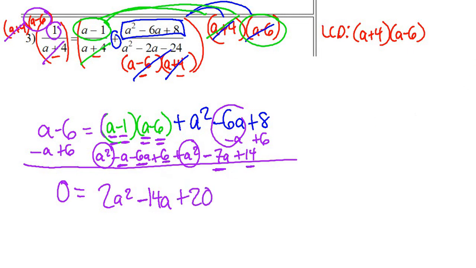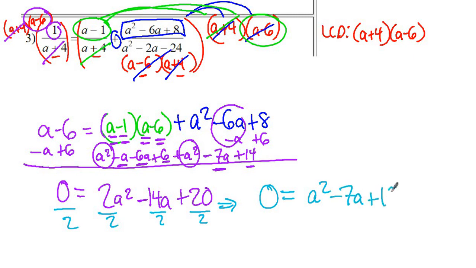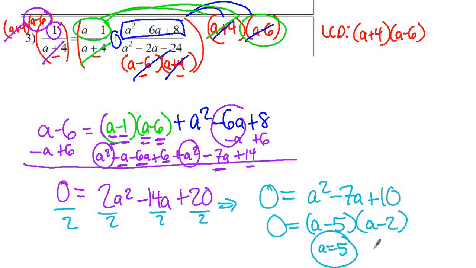Now you might look at that and say, well, we'd have to factor using the swing method or something similar, but we don't, because all of these numbers are divisible by 2. So let's just divide them all by 2. So we get 0 equals 2a squared divided by 2 is right there. 14 divided by 2 is 7. And 20 divided by 2 is 10. Now we can factor this. What multiplies to positive 10 but adds to negative 7? That would be a minus 5 times a minus 2. And if we solve that, we get a equals 5. And if we solve this, we get a equals 2.